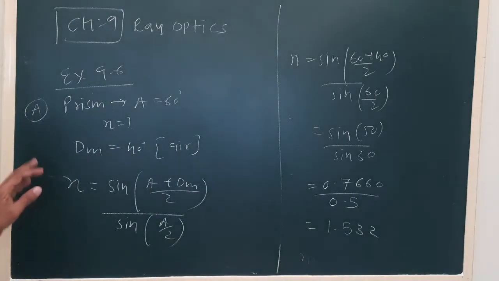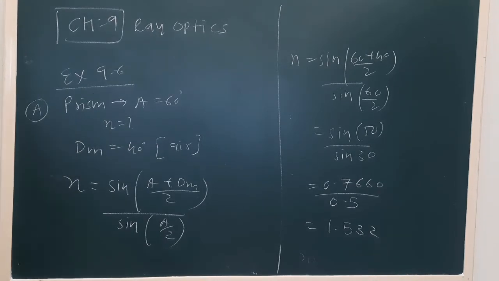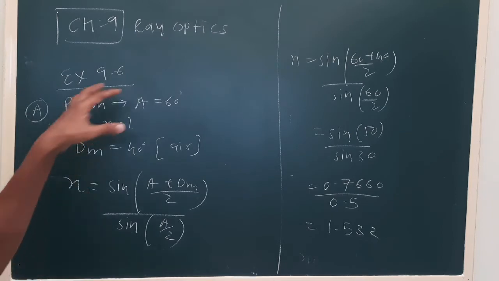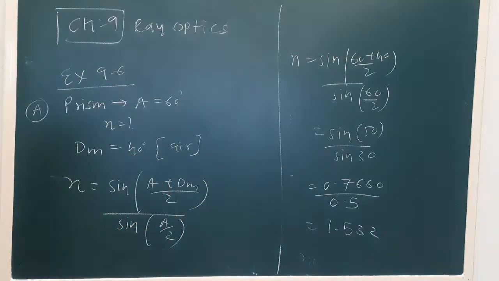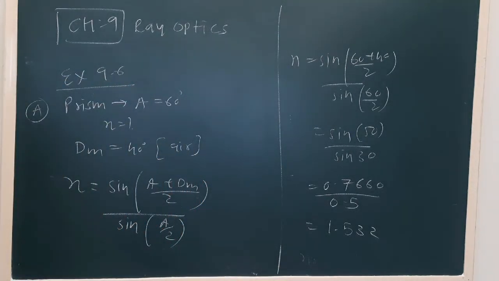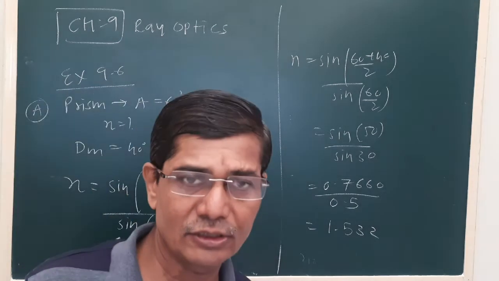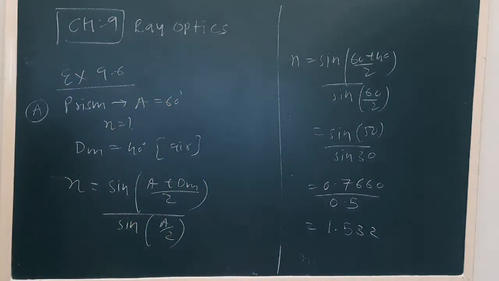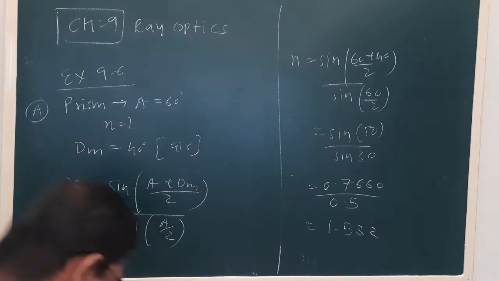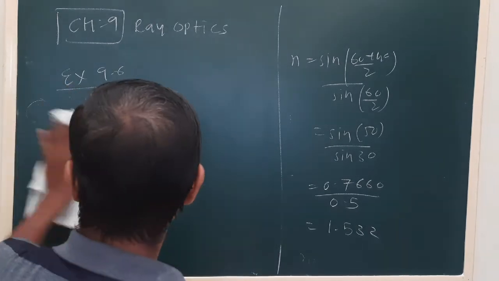Now this is part A of the question. Now see part B. The question says that if the same prism is immersed in water, how the angle of deviation will change, or what will be the new angle of deviation. Now let us solve part B of this question.